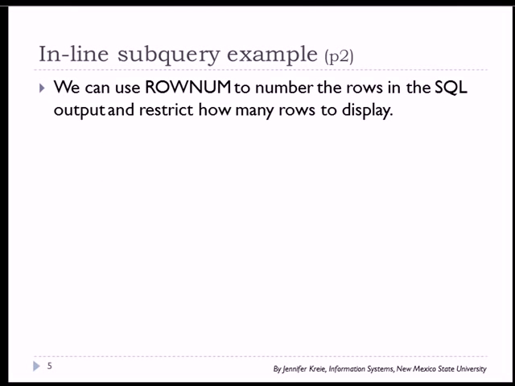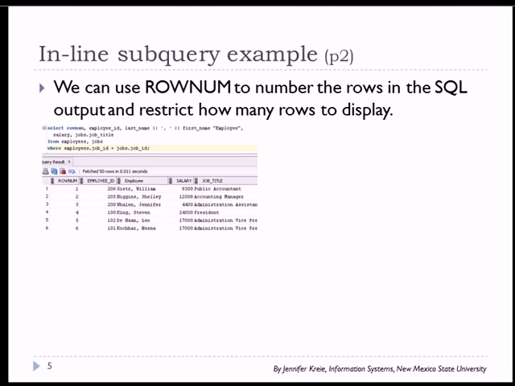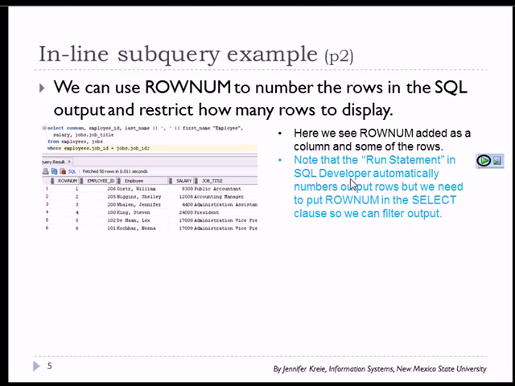So we also see in this example how to use Rownum, which is a way to number the output in an SQL statement. It can also be used to restrict how many rows you want to display. So here, just looking at the previous query without doing a sort by salary, we can see that we're getting Rownum, and it corresponds to what you see when you use the run statement in SQL Developer. So the SQL Developer run statement gives you the Rownum, but we're using it explicitly in the select clause because we want to use it to filter output.